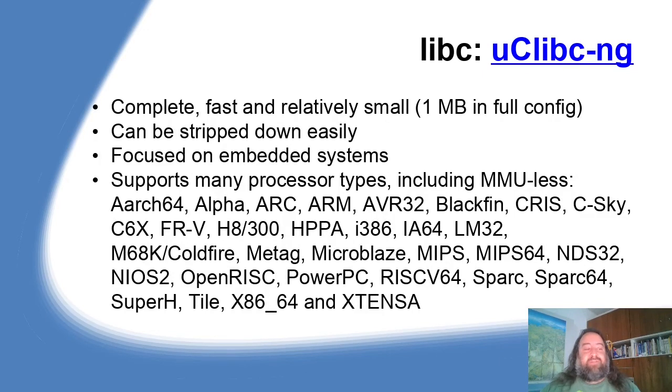Another interesting option is uClibc-ng. It's a complete, fast and relatively small library, 1 megabyte in a full config. One of the interesting things about it is that it can be stripped down easily. So if you're building an embedded system that, for example, doesn't need complicated math functions, you can just strip them out. uClibc-ng also supports many processor types, including many MMU-less options.